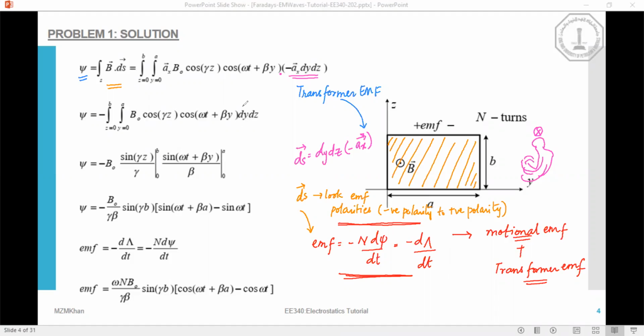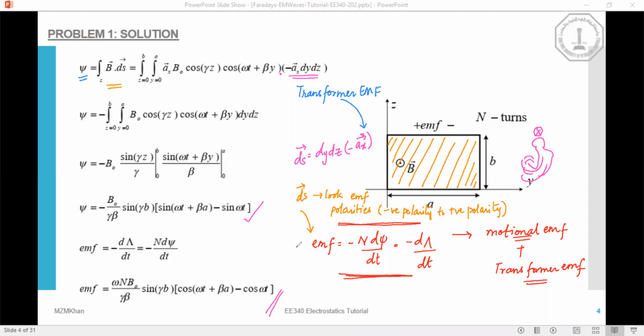First, it is with respect to dz. So therefore cos of gamma z becomes sine of gamma z over gamma, and the limits are from 0 to b. Then cos of omega t plus beta y, you have to integrate with respect to y here. So it is sine of omega t plus beta y over beta, and the limits are from 0 to b. When you do this, this is your flux. And once you have flux, then EMF is minus N d psi over dt, and then take the time derivative of this, and this is your answer.